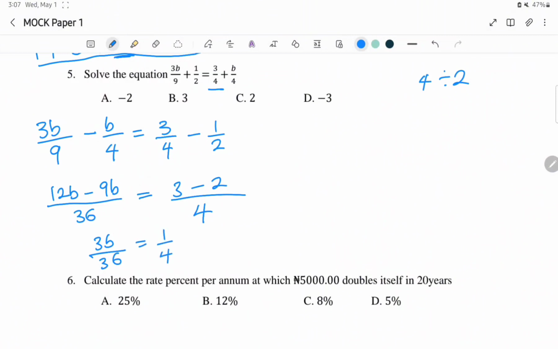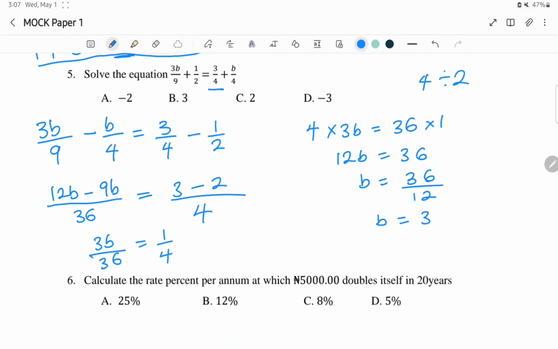Now we can cross multiply. So if we cross multiply, we'll have 4 multiplied by 3b equals to 36 times 1. That is 12b equals to 36. And b is going to be 36 divided by 12. And b will be 3. So that's the value of b in the equation. Option B.